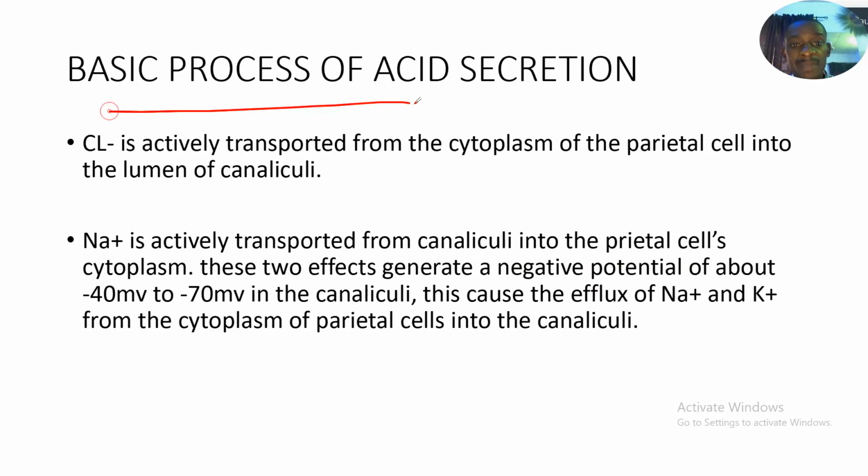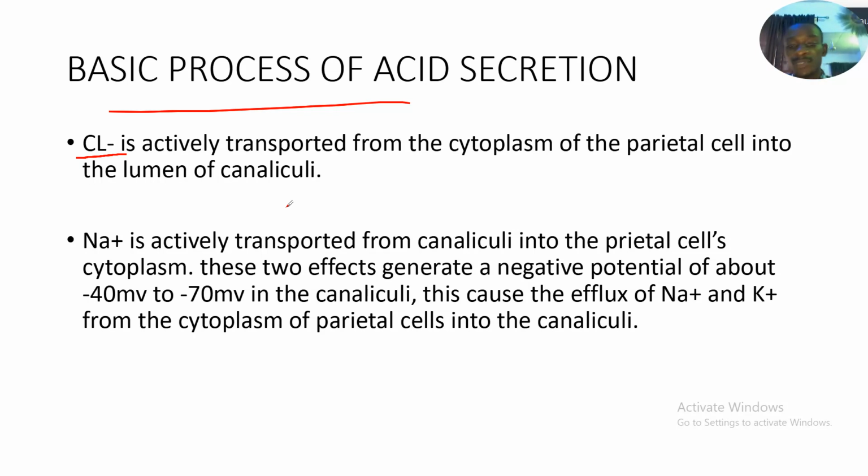So now, the basic process of acid secretion. Having spoken about how this is done, now let's talk about the process of acid secretion. First of all, chlorine is actively transported from the cytoplasm of the parietal cell into the lumen of the canaliculi. That's why I told you that the acid is formed on the inside and transported outside. Chlorine is actively transported from the cytoplasm into the lumen.